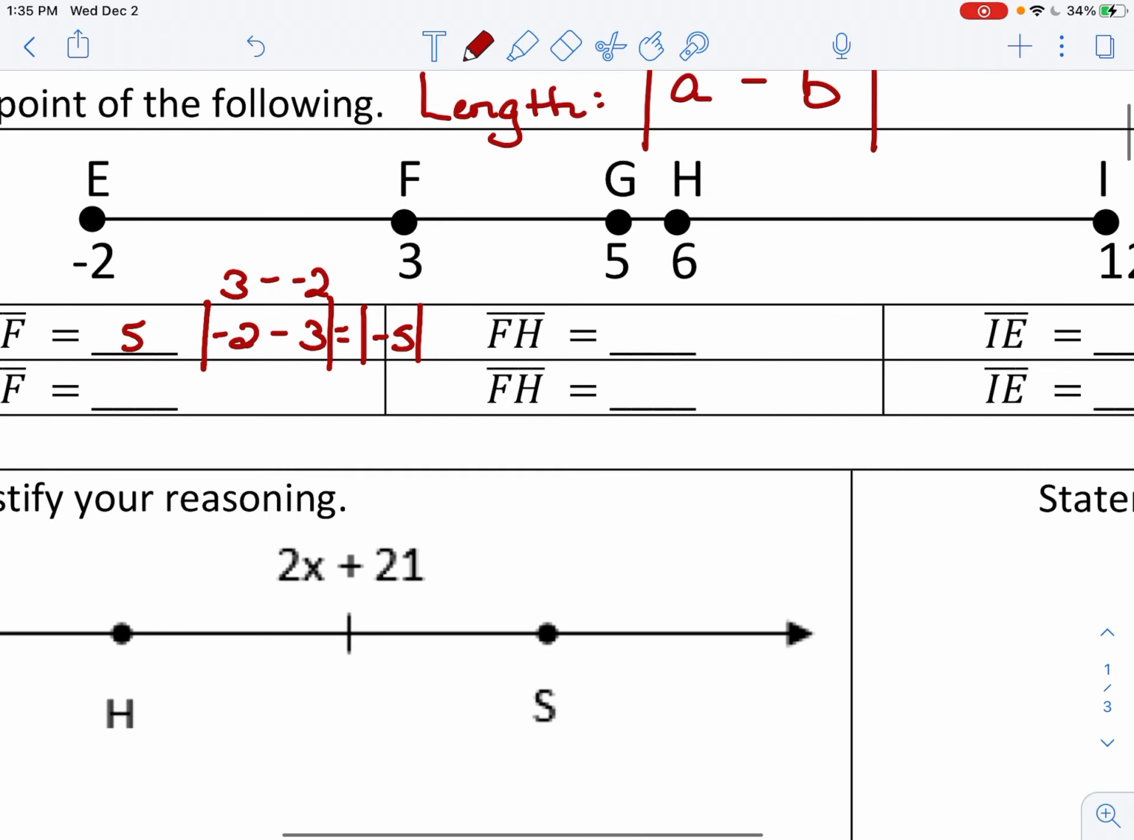I'm going to do the same thing for F and H. I'm going to take my two numbers, put a minus sign between them, take the negative off. So I'm getting a -3. When I take off that negative, it's a +3.